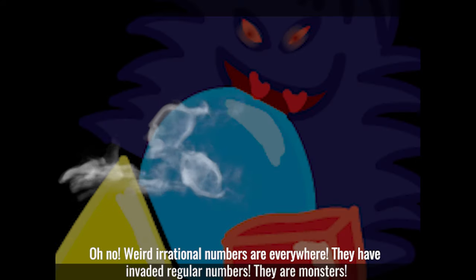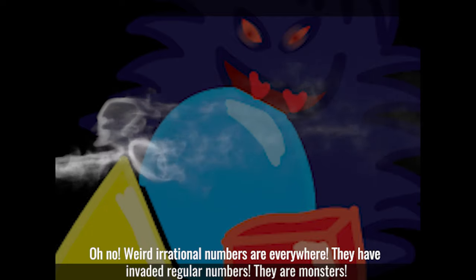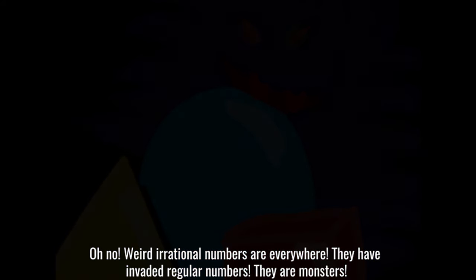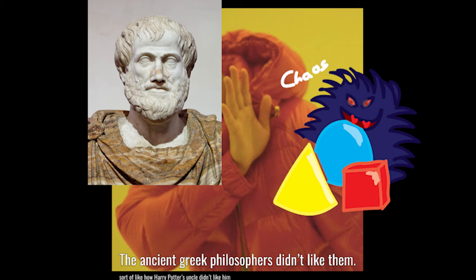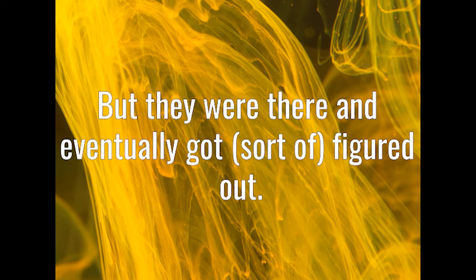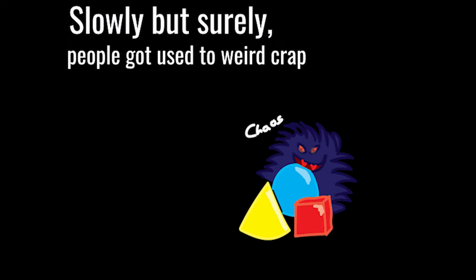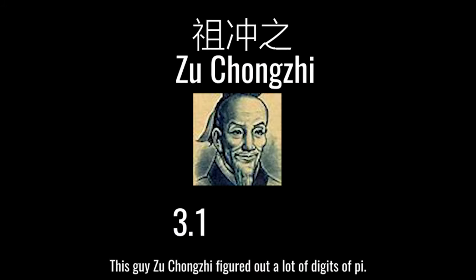Oh no. Weird irrational numbers are everywhere. They have invaded regular numbers. They are monsters. The ancient Greek philosophers didn't like them. But they were there and eventually got, sort of, figured out. Slowly but surely, people got used to weird crap in math. And then this guy Zu Chongzhi figured out a lot of digits of pi.